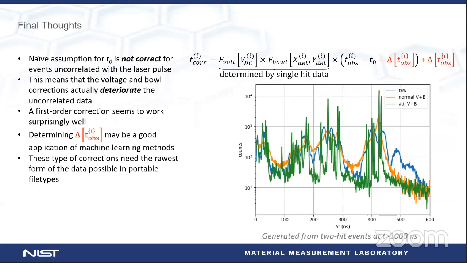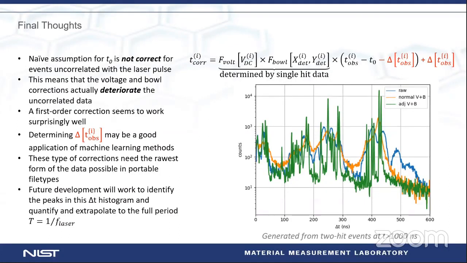These type of corrections really need the rawest form of the data possible, and they need to be in portable data file formats. And furthermore, this work was all done in Python because, to my knowledge, existing software packages don't let you explore these type of things very easily. And future work will go into identifying the peaks in this delta T histogram and trying to quantify and extrapolate those to the full time between laser pulses, to see how that may affect composition.